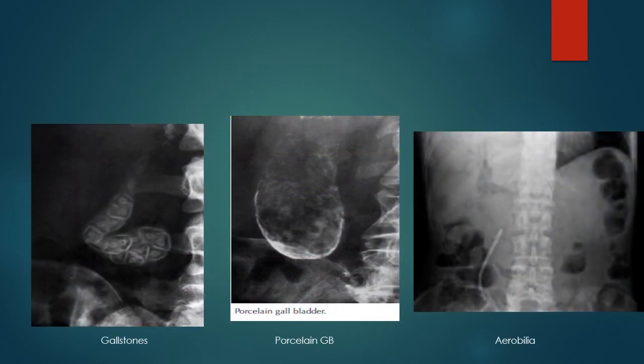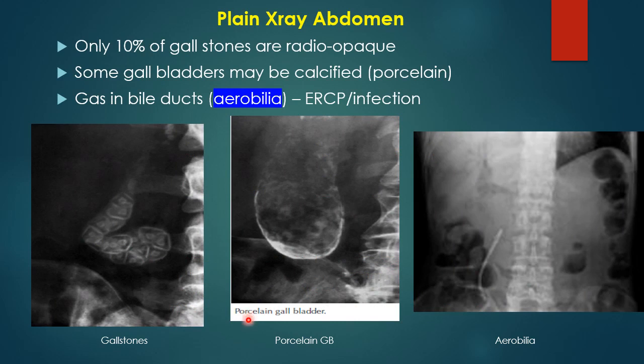Okay, this is a plain X-ray abdomen showing you the uses in gallbladder and biliary ducts. For gallstones themselves, only 10% of gallstones are radiopaque. For example, in this first slide here, it shows you a gallbladder filled with gallstones. And these stones on plain X-ray, only 10% of them are visualized, because most of the gallstones are radiolucent. 90% of them are radiolucent.